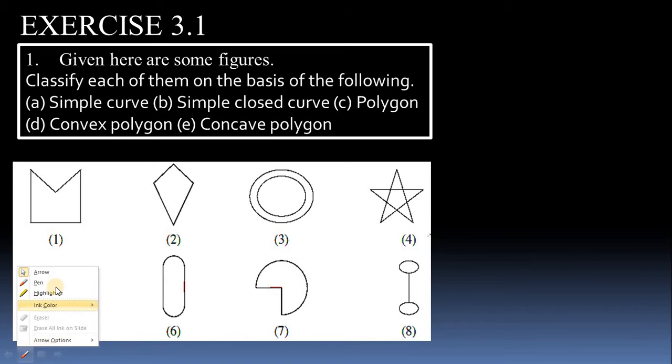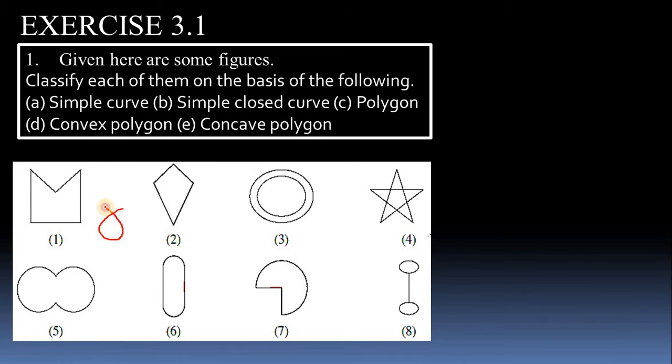Simple curve means what? For example, if you draw a curve like that, it is not a simple curve. Why? Because it is crossing. Here these 2 points are crossing, so this is not a simple curve. Otherwise it is simple. So this one is simple because it is not crossing. Here also simple because no crossing is there. Here also simple, here also simple, here also simple.